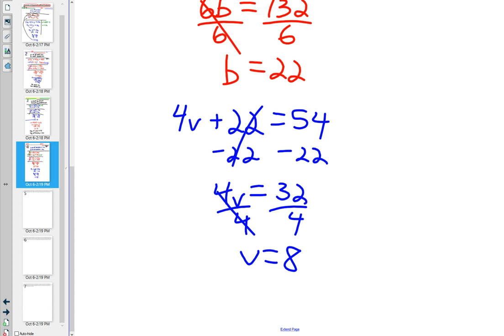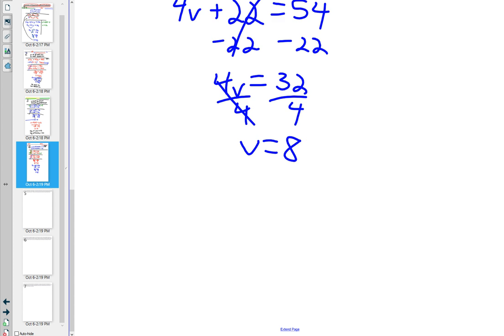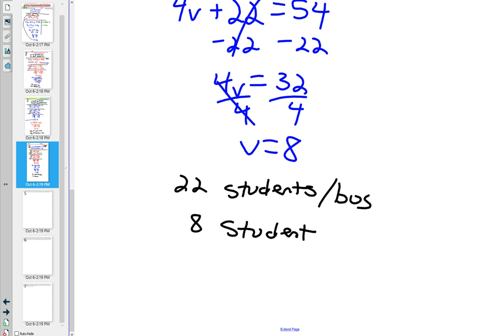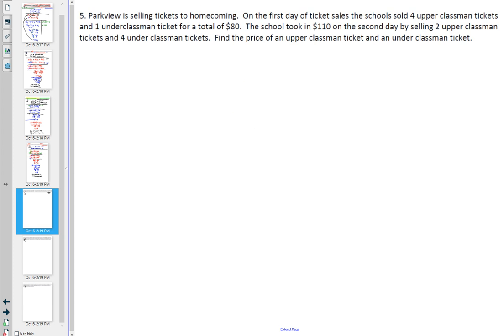So if you were to contextualize these, there's 22 students per bus, and then 8 students per van. Any questions there? All right, we got 3 left. Let's see if we can knock these out before we do this.